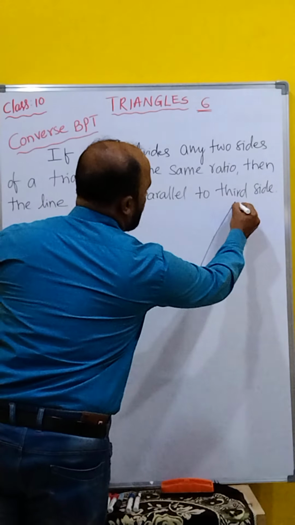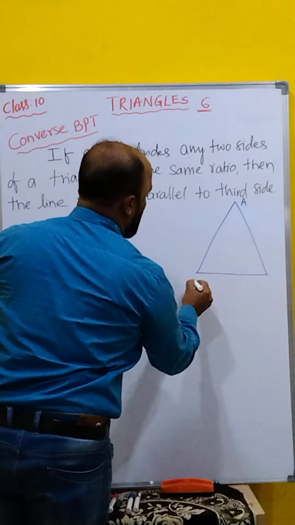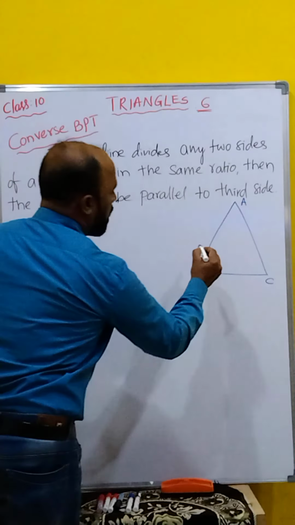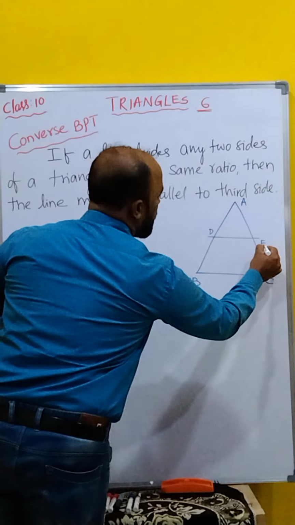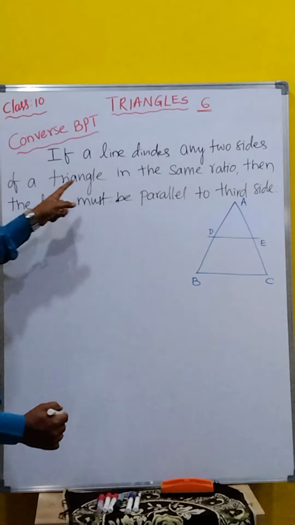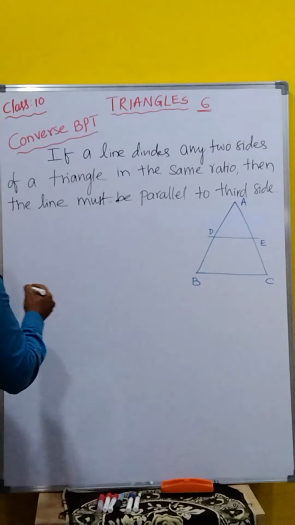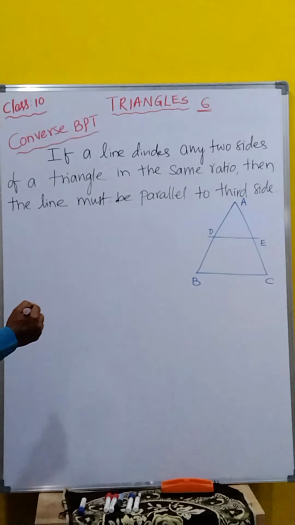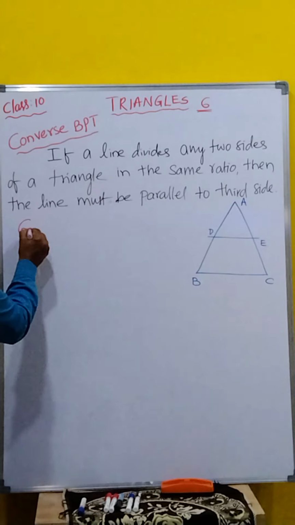So triangle ABC is a triangle. Suppose I am taking one line here, so DE. If a line divides any two sides of a triangle in the same ratio, that is given here. Clear? First, according to the theorem rule, what are the steps? First one is given.